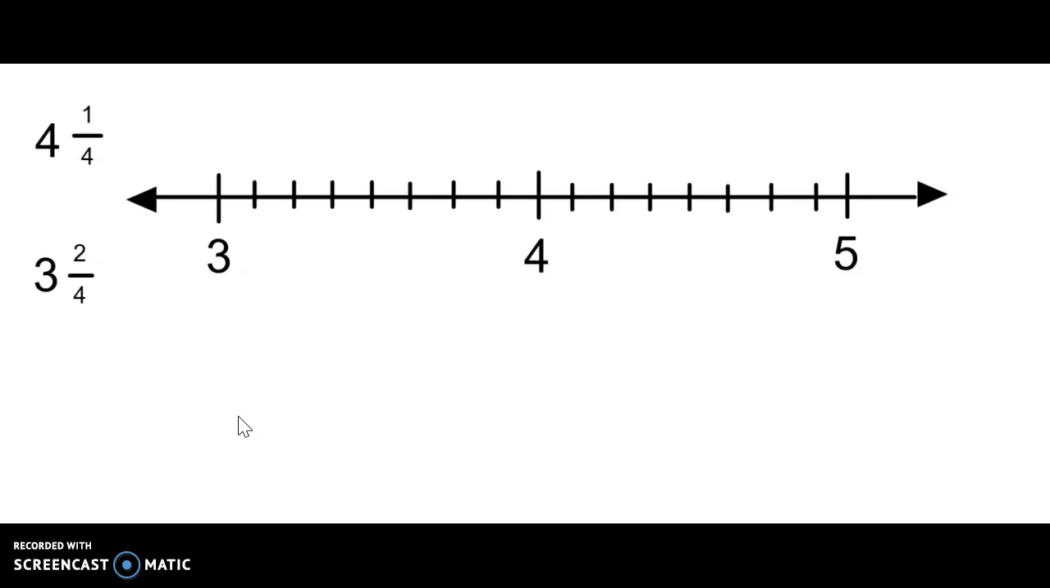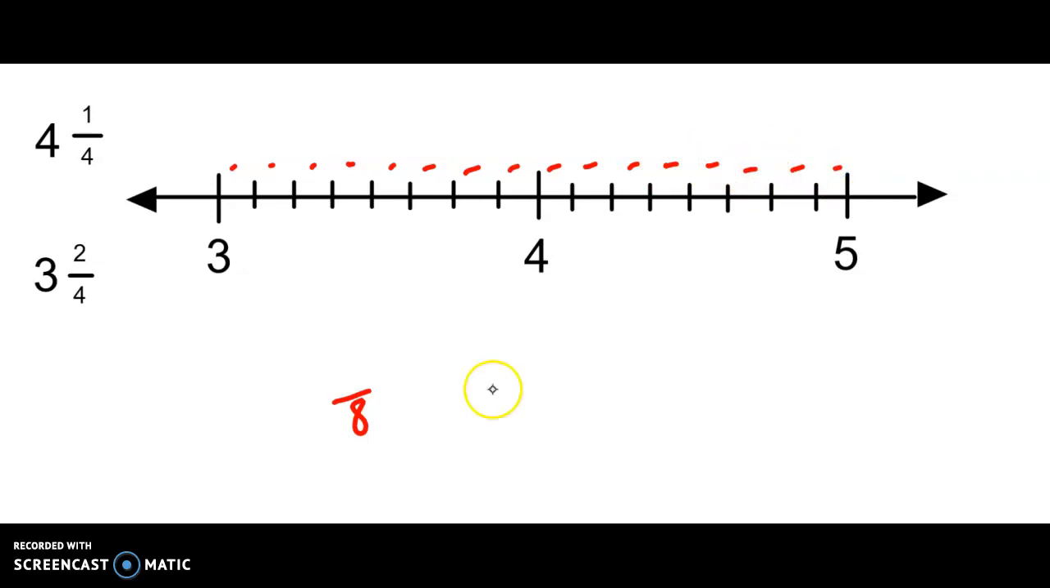So first of all, let's figure out how many sections are between each of these whole numbers. So between 3 and 4, I have 1, 2, 3, 4, 5, 6, 7, 8. Okay, so notice I'm counting the spaces. I'm not counting the hashes, so it's the space. So this is in eighths again. Okay, and let's just double check and make sure we have the same thing between 4 and 5. We should, unless Mrs. Lehman made a mistake, but you know what happens. So 1, 2, 3, 4, 5, 6, 7, 8. Yes, so each of these is divided into eighths.